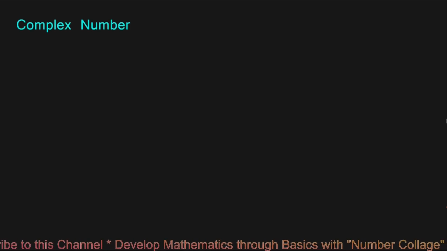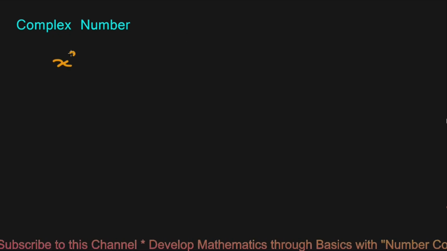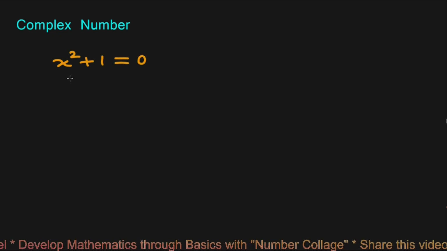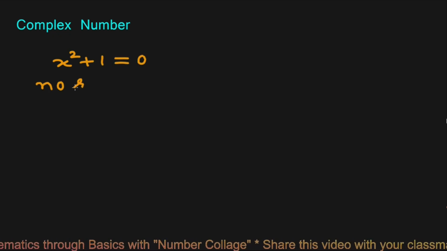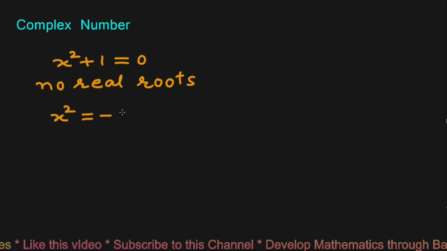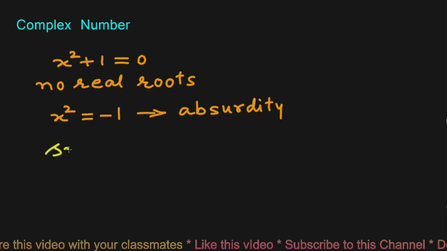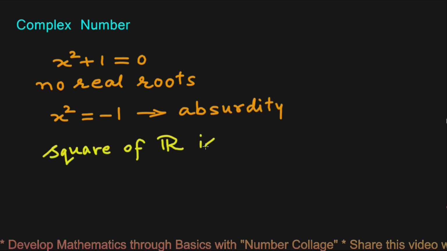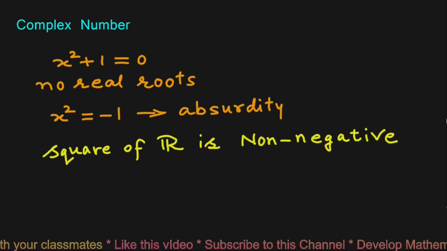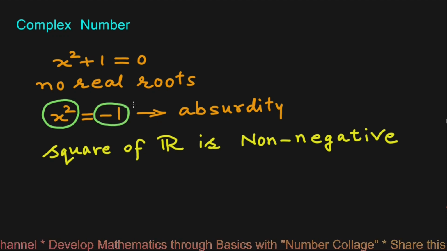In this video, we are going to talk about complex numbers. The idea of complex number emerges from the fact that quadratic equation x square plus 1 equals 0 has no real roots, because when we write x square equals minus 1, we get absurdity because square of a real number is non-negative. But what we get here is square of a real number x negative.